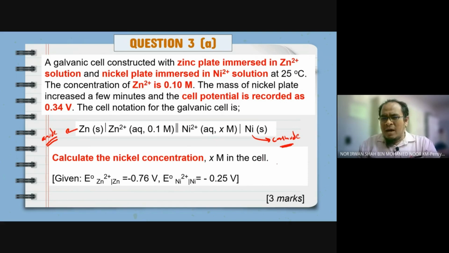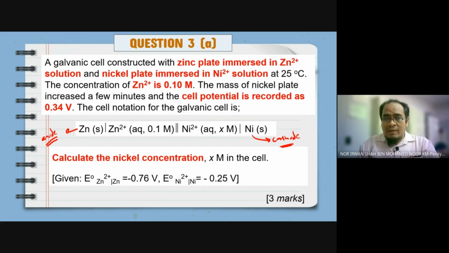Nampak tak? Dekat bawah soalan ni, given E0 untuk zinc is negative 0.76 volt dan E0 untuk nickel adalah negative 0.25 volt. Okay, you all pun dah belajar benda ni kan, way back masa chapter 3 yang lepas. Kalau kita tidak diberi cell notation like this, actually kita boleh tentukan which one akan jadi anode, which one akan jadi cathode based on SRP values.